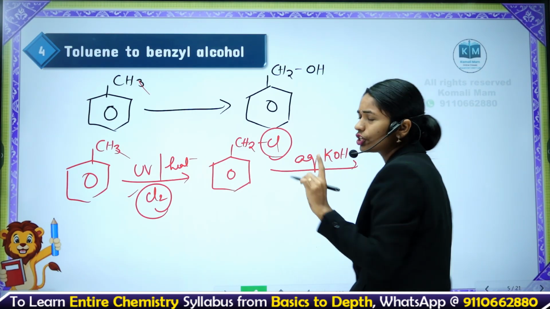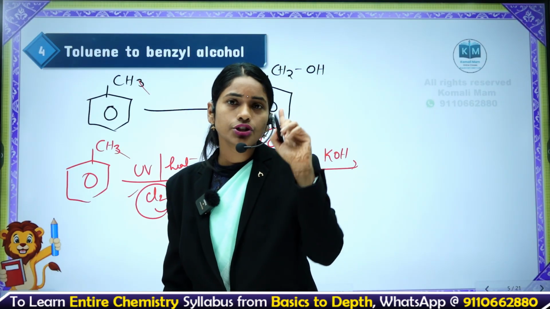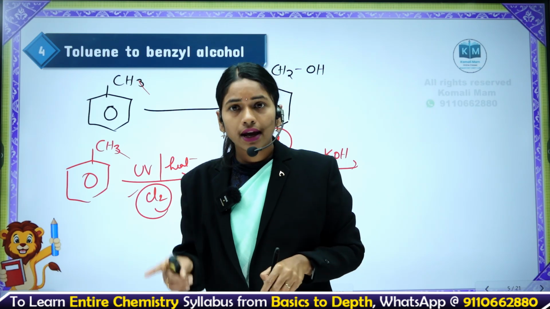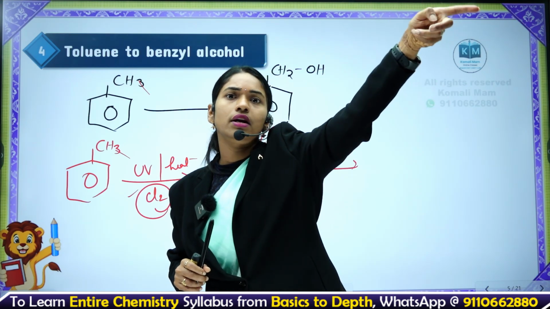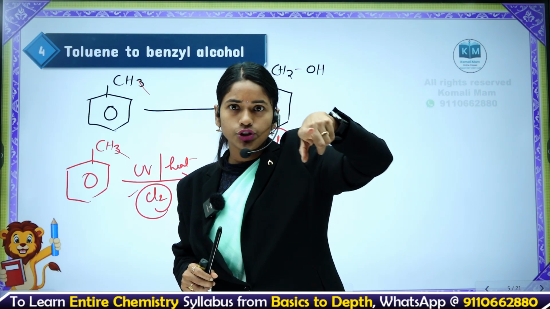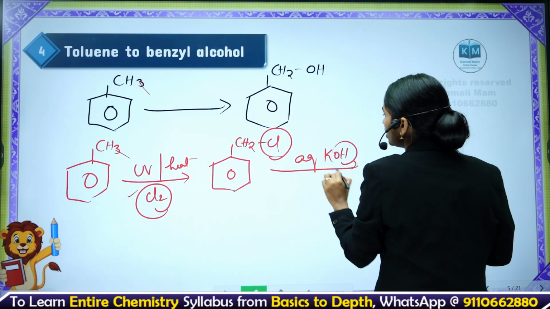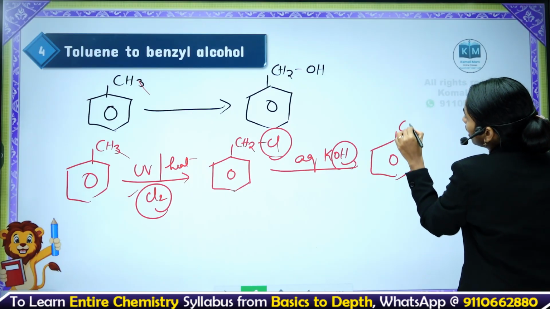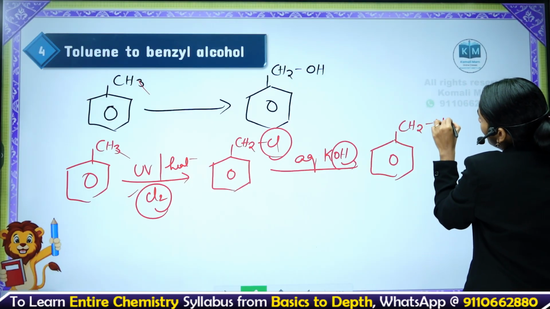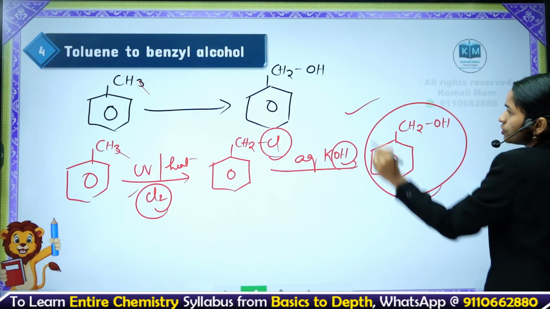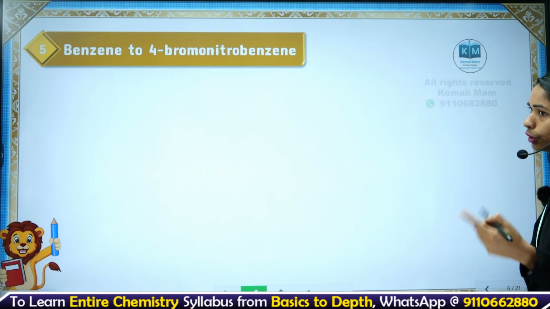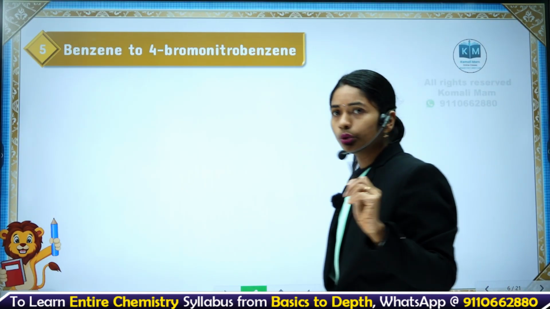See, aqueous KOH and alcoholic KOH. Alcoholic KOH removes HBr, one hydrogen and one halogen you remove. Aqueous KOH, OH will go and replace the halogen. So remove the Cl and put OH here. We will be getting the product here. Benzyl alcohol is our product. Okay, students, clear? See the functions. Identify the functions. Once you do conversions like this, you get a very good grip.